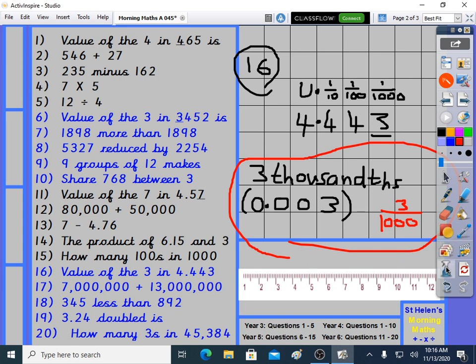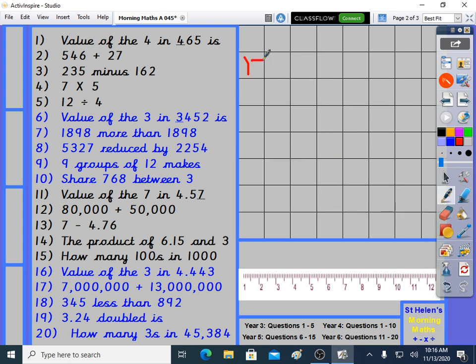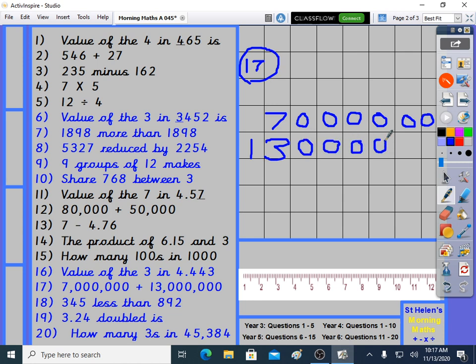Question 17 next. This is a very, very big plus, but it's not very difficult, unless you're put off by the size of the number. 7 million plus 13 million. Well, 7 plus 13 is 20, so it's just 20 million. Millions have 6 zeros. It was actually football transfers that taught me that years ago, because players go for millions of pounds, don't they? And I learned that millions have 6 zeros. So make sure I've got 6 zeros.